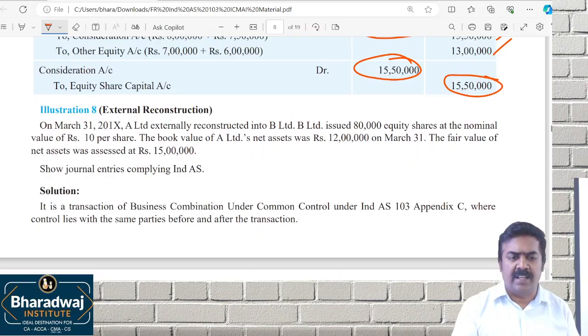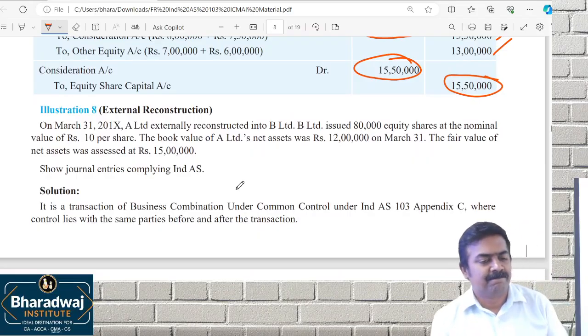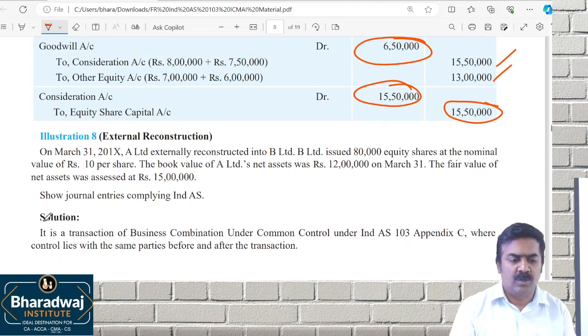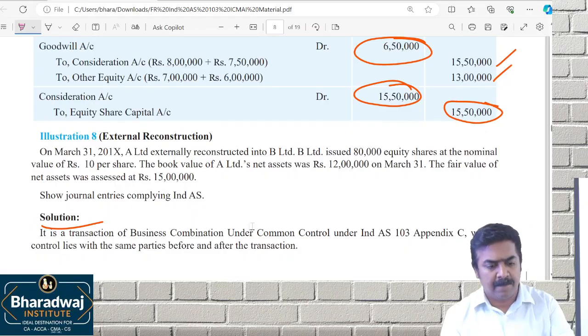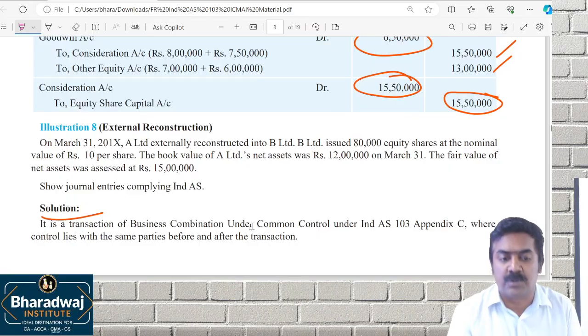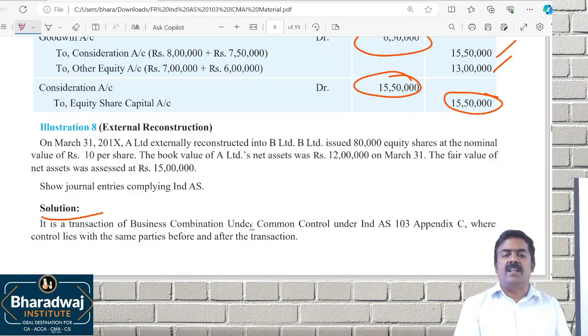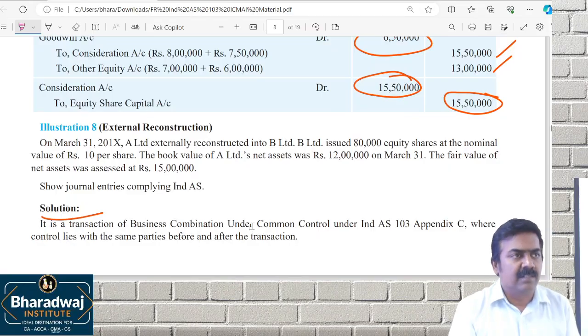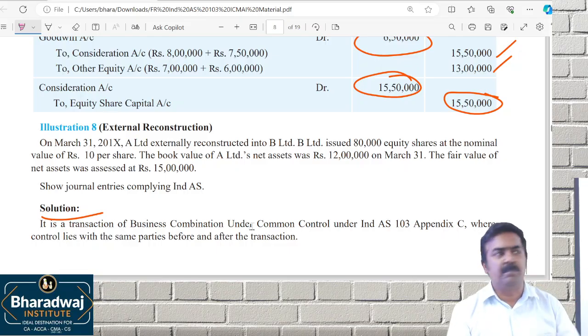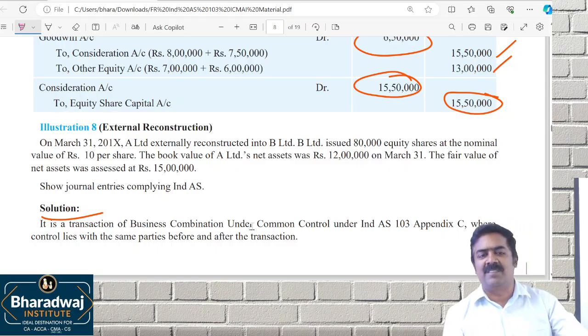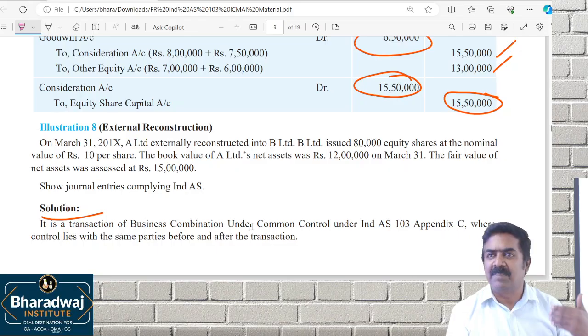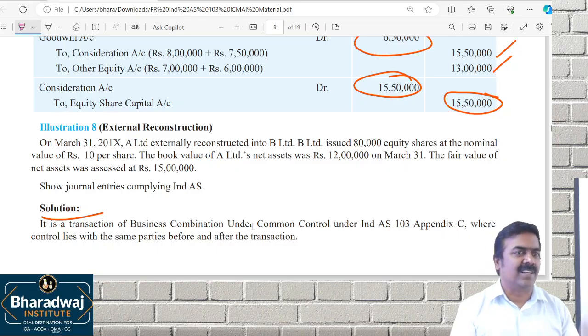Look at illustration 8. Don't read the solution, just read the illustration only. On 31st March 2011, A Limited is externally reconstructed into what? B Limited, which means A Limited becomes B Limited. B Limited is formed to take over the business of A Limited. Now automatically shareholders of A Limited will become shareholders of B Limited. So whether the control changes or same control will be there? Same control will be there.